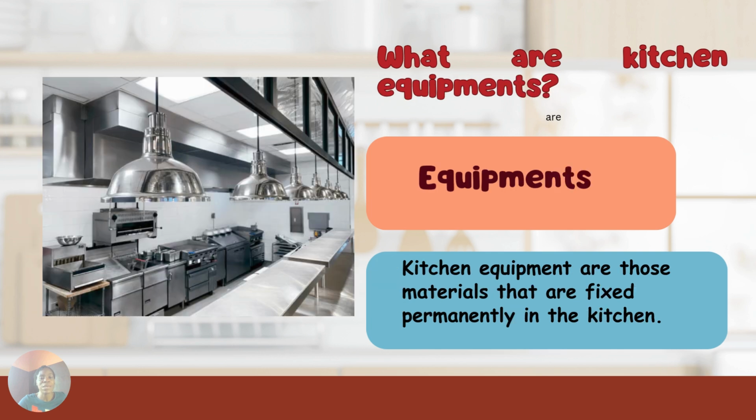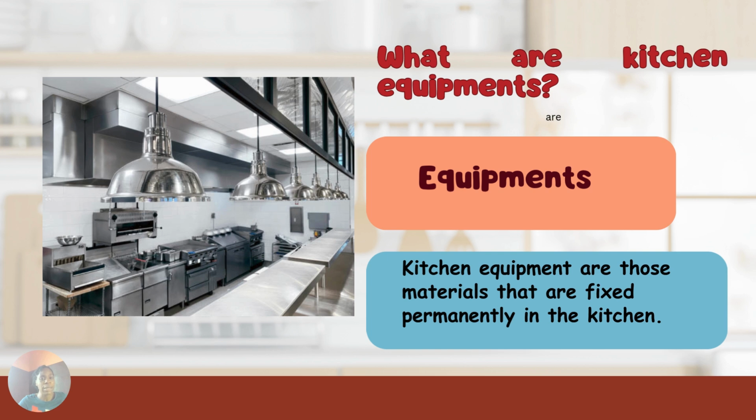Now let's talk about equipment. What is equipment? Equipment are materials that are fixed permanently in the kitchen. They are also used in the preparation of food and beverages. Some of them are not fixed permanently, but they are not easily moved about in the kitchen. We don't move them on a daily basis, even if they are not permanently fixed. Kitchen equipment can also be called fixed equipment or large equipment.